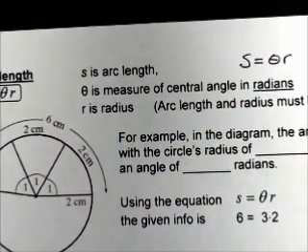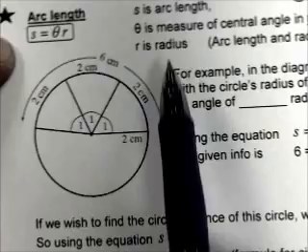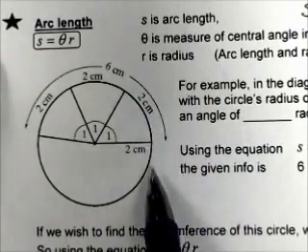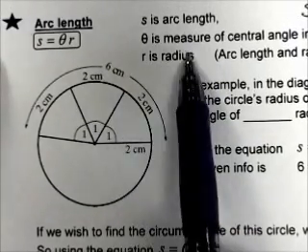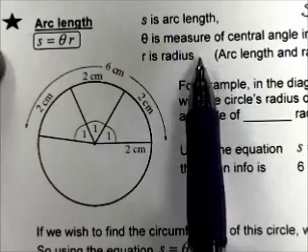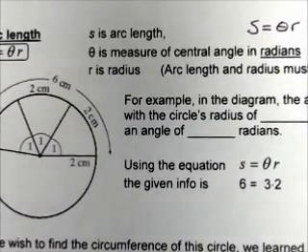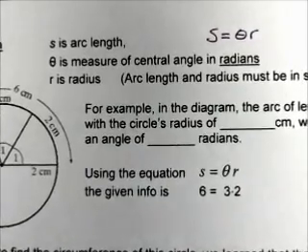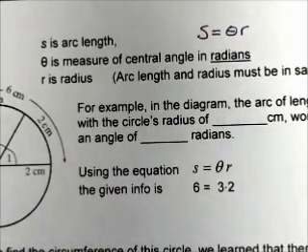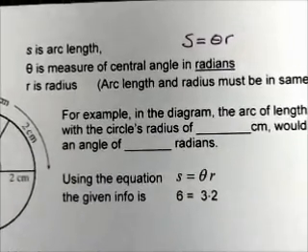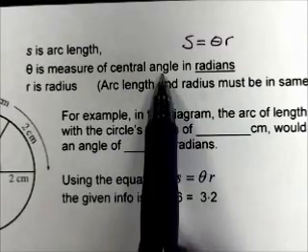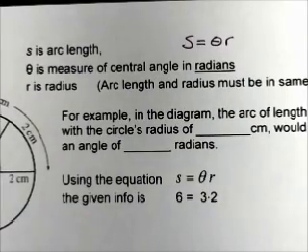S equals theta r, where S is the arc length of a circle, theta is the measure of the central angle in radians, and r is the radius of the circle. Now note, your arc length and your radius must be in the same units. And don't forget, your central angle has to be in radian measure.